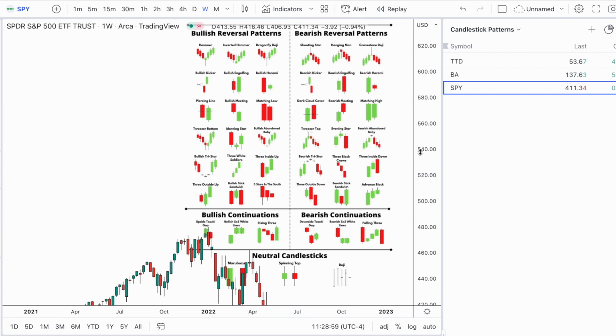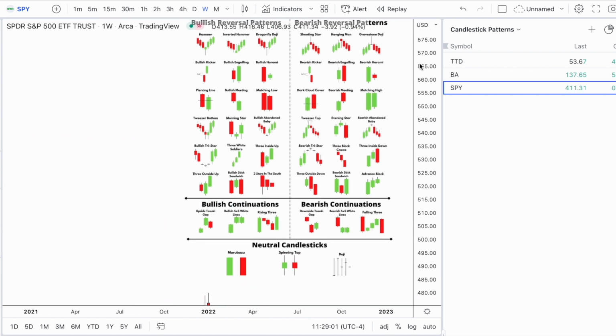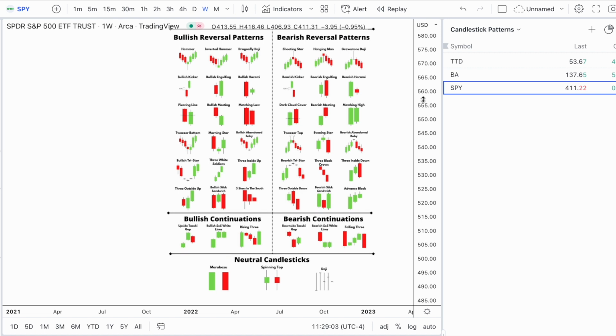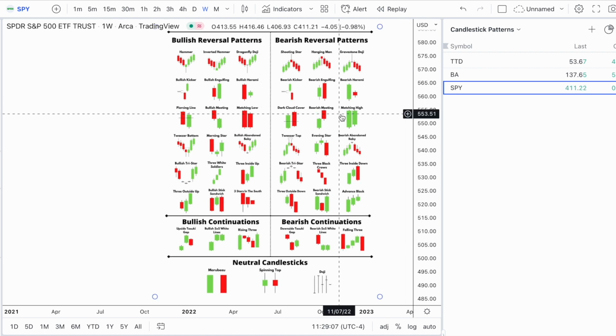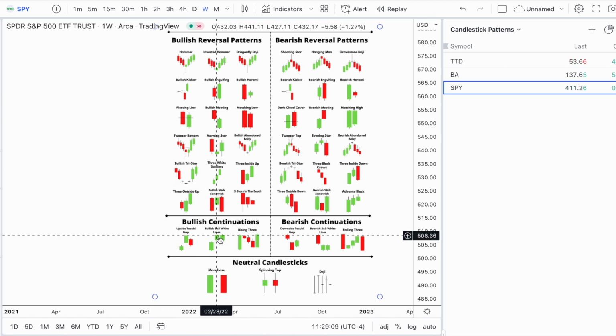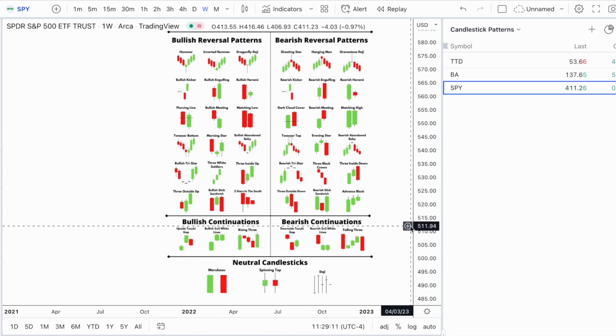And right here, I actually have a nice little sheet for you. If you want, you can screenshot this. These are all the different bearish reversal patterns, bullish reversal patterns, continuations, and neutral candlesticks. These are things you can add into your strategy, so feel free to screenshot or pause the video and take note of these. But with that being said, this is going to be the first video on candlestick patterns, and I will see you all in the next one.